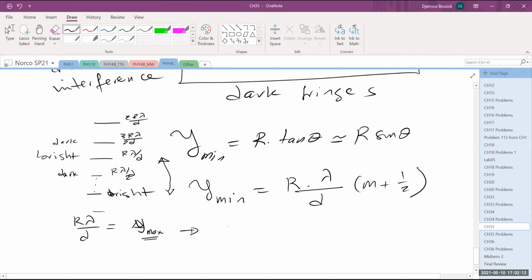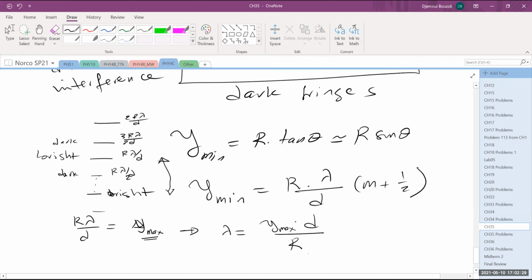From here, I can find exactly what lambda is. Lambda is simply that measured value times d, which is how far apart the two slits are, which I can control by construction. So d, I know what it is. And r, I know where my screen is located.